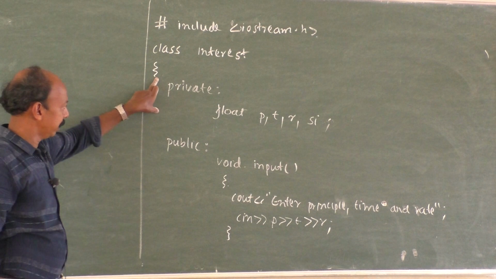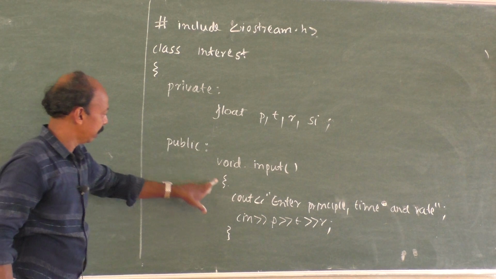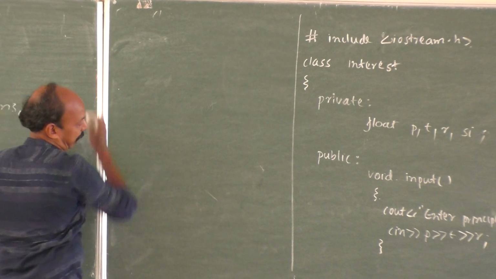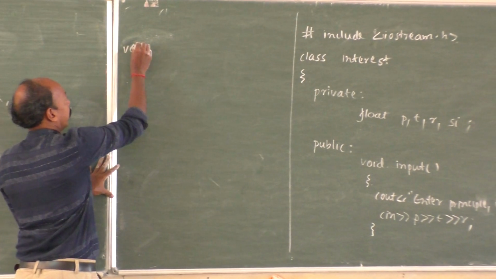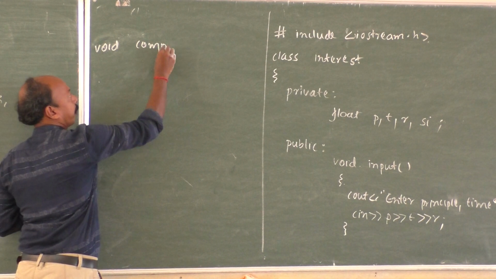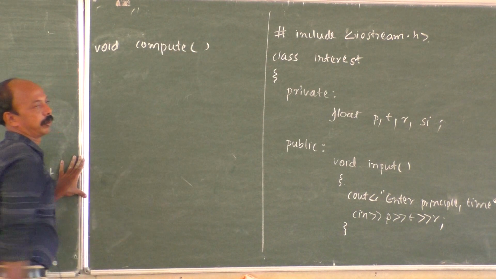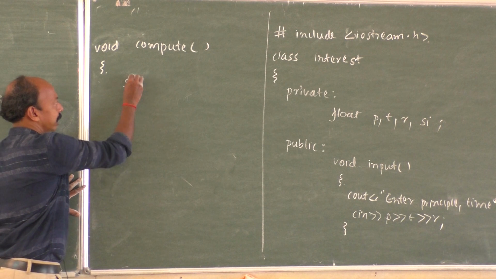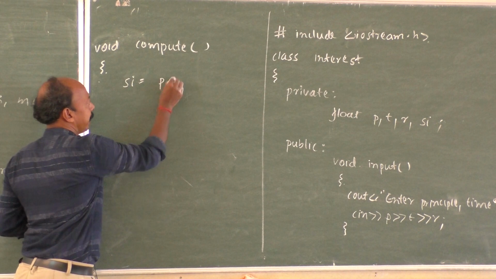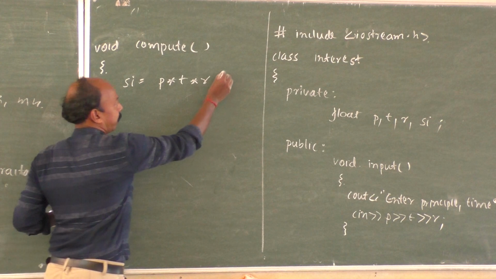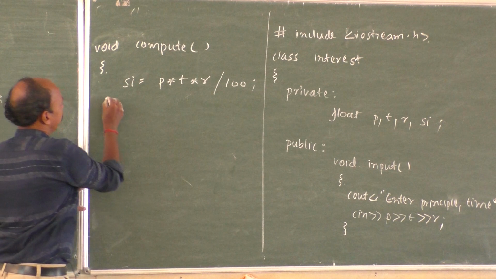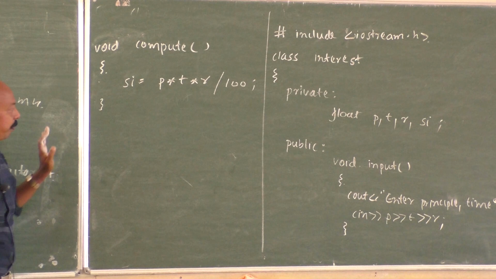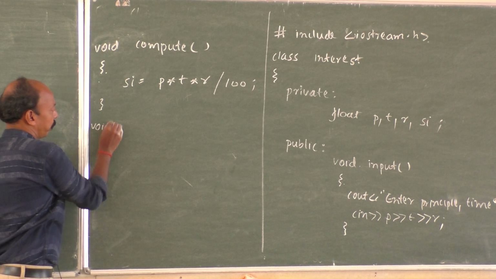We have opened the class here. We have declared the variables. Then under public, first function we have written. Let us write the second one, that is compute. But return type is void compute. Then what we need to compute here, that is SI. So SI is equal to, we know the calculation, P into T into R divided by 100. Close the function. Only one statement, because we need to know the value of SI. Finally, the last one, void display.